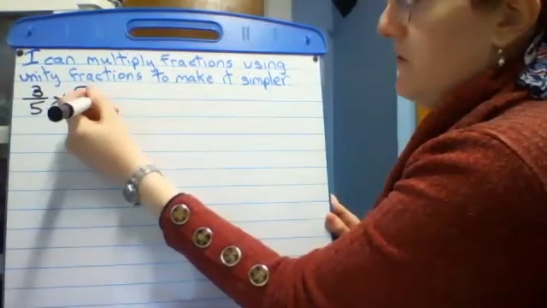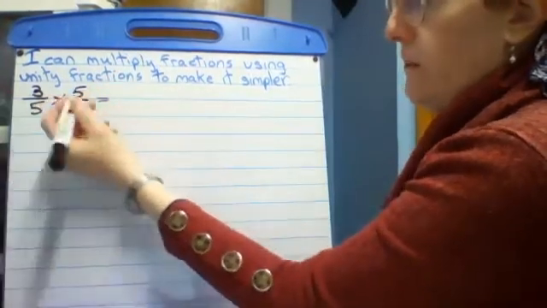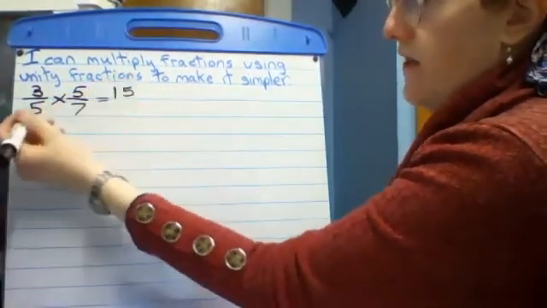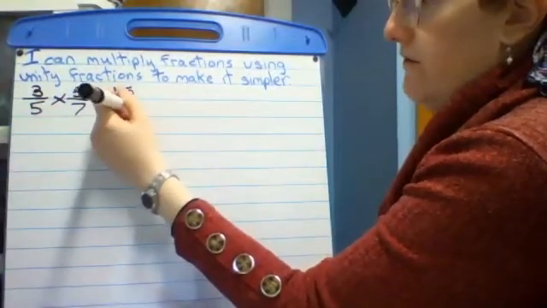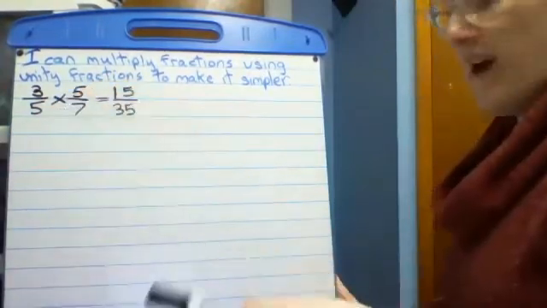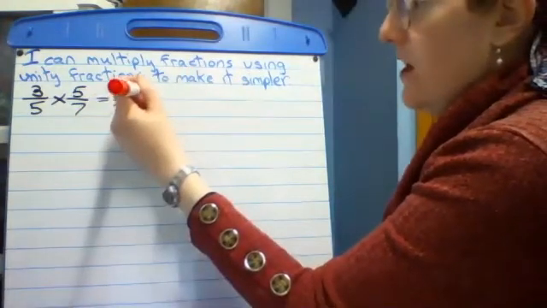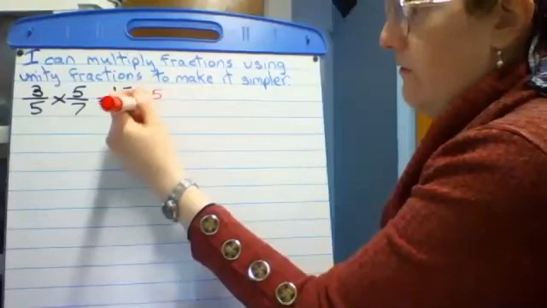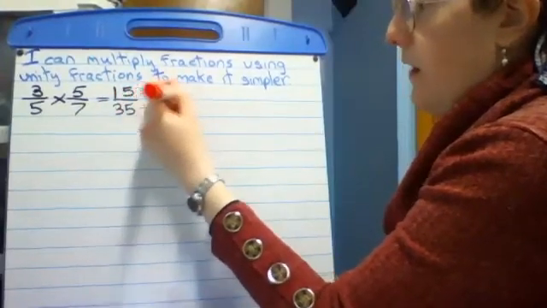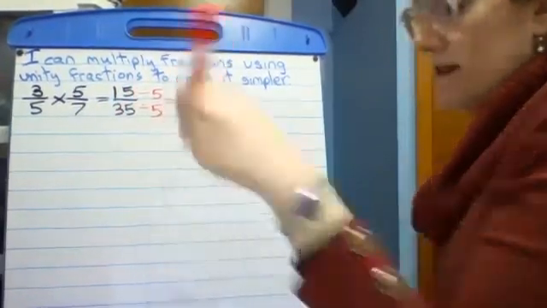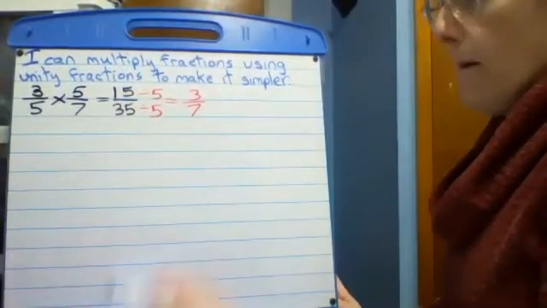If I was just going to multiply numerator times numerator, 3 times 5 is 15, and then 5 times 7 is 35. I'll get 15 over 35. I can't leave it like that. That's a very complex fraction. I have to simplify it. I would divide by 5 over 5, and I would get 3/7. But today I want to show you a different method.